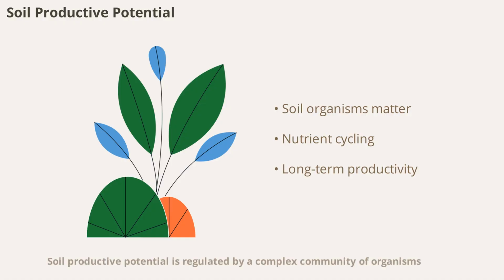Soil productive potential is regulated by a complex community of organisms, including bacteria, fungi, earthworms, and insects. These organisms enhance nutrient availability, decompose organic matter, and maintain soil structure. High biodiversity in soils supports long-term productivity and resilience, while intensive management practices can threaten this diversity and the services it provides.